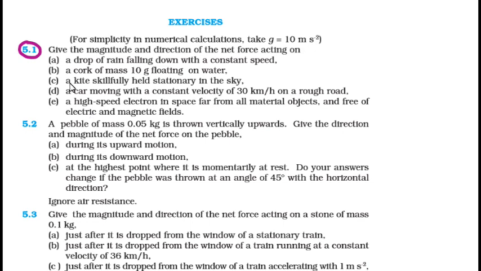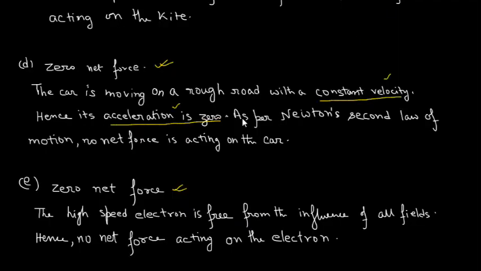Now, we'll do question number E. A high-speed electron in space, far from all material objects and free from electric and magnetic fields. Zero net force. The high-speed electron is free from the influence of all fields. Hence, no net force is acting on the electron.